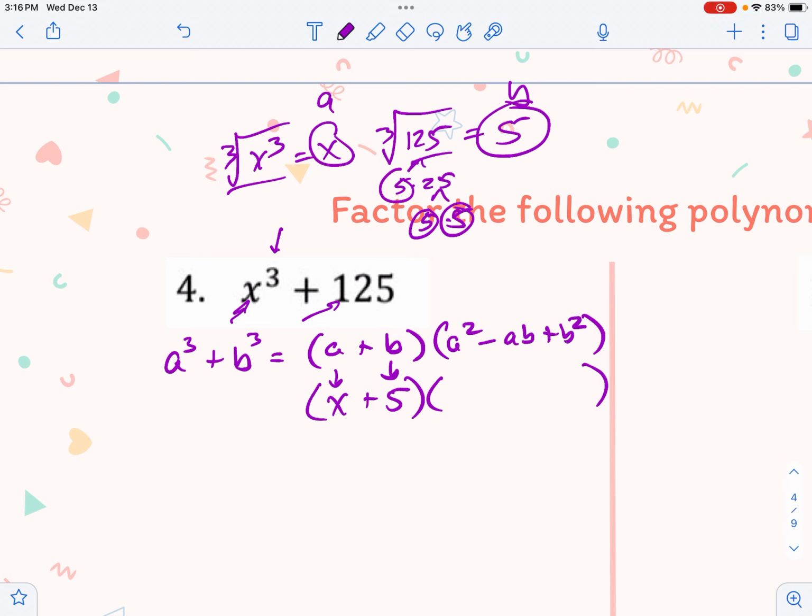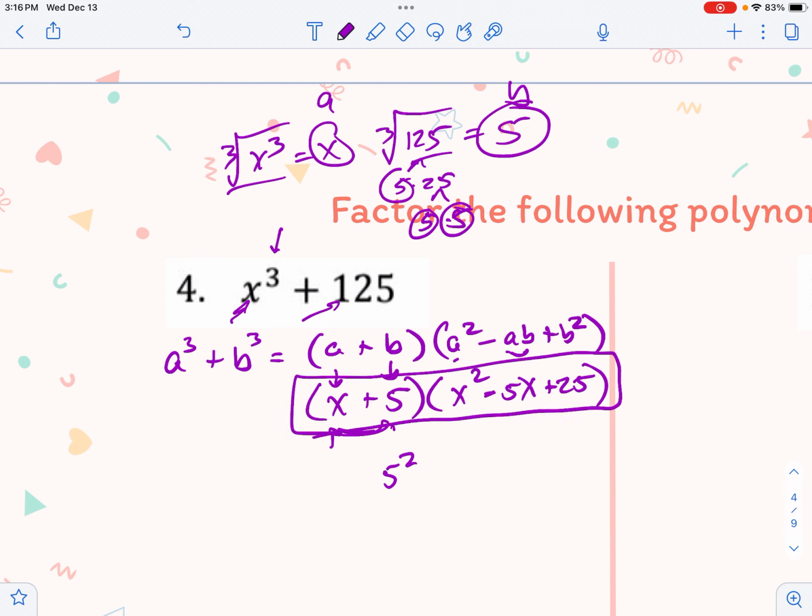So to finish this off, a squared, well, square x. That's x squared, sorry. Minus a times b here for the middle term. Well, that's just x times 5. That's 5x. And then last term is b squared. Well, that's going to be 5 squared, or 25. There it is. That's your factored answer for sum of cubes here.